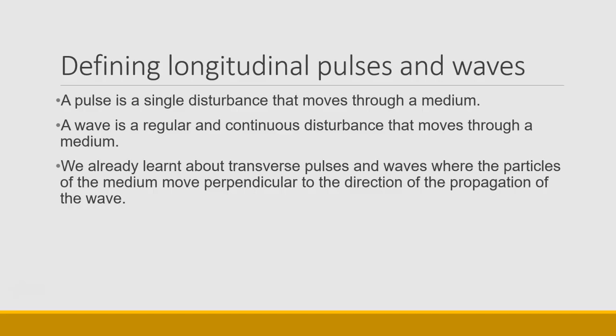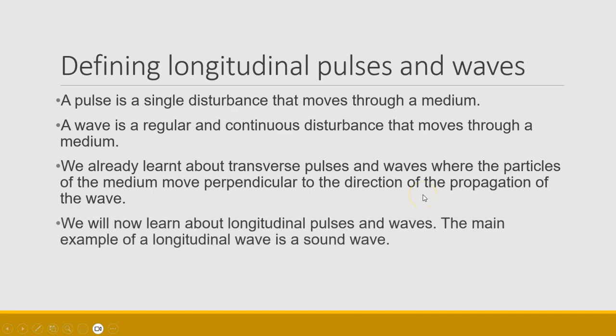So that means that the wave is traveling in the x direction, and the particles that make up the medium are disturbed up and down, making a 90-degree angle with the direction of the movement or the propagation of the wave. Now, that is different to the shape of longitudinal pulses and waves. And the main example of a longitudinal wave, and really the only one that we're going to deal with, is a sound wave. So anything that generates a sound creates a longitudinal wave.